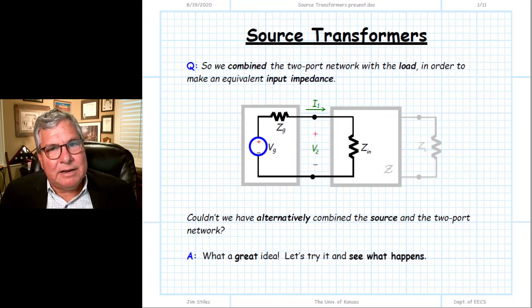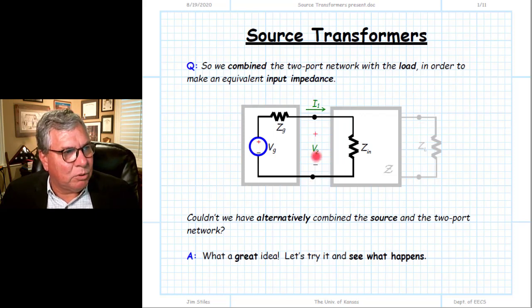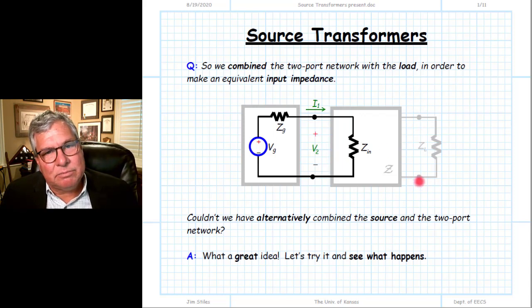Let's say we have a different situation now. Instead of combining these two things together to determine the voltage and current at port 2, let's say we're interested at port 1, that should be V1 there. Let's say we're interested in the voltage and current here at port 2. How would we do that analysis?